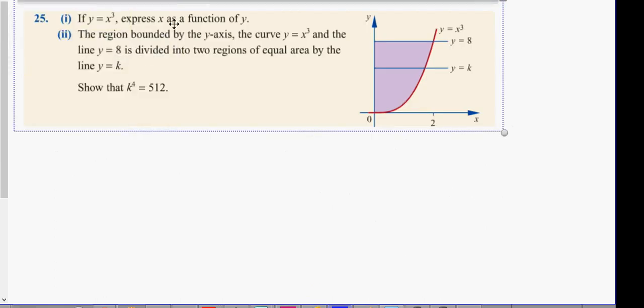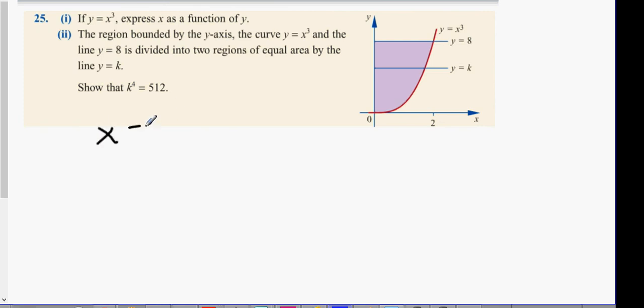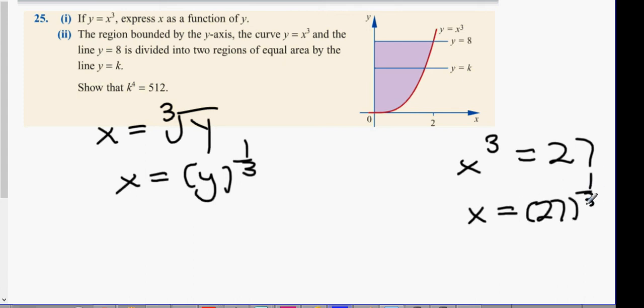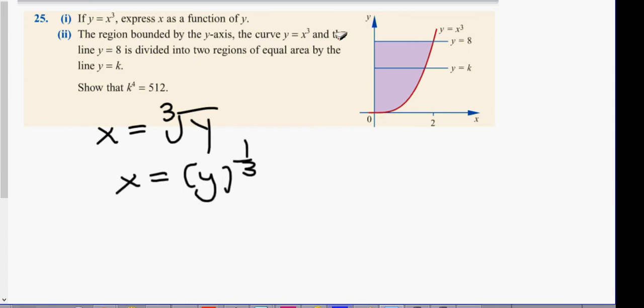The following questions. If y equals x cubed, express x as a function of y. X is therefore equal to the cube root of y. X equals y to the power of a third. Example, let's minimize this down. X cubed equals 27. If I want to find out what x is, I can put this into my calculator and it will tell me the answer is 3. If you bring a power over the other side, you put it into the power position over the other side and you turn it upside down. Works every time.